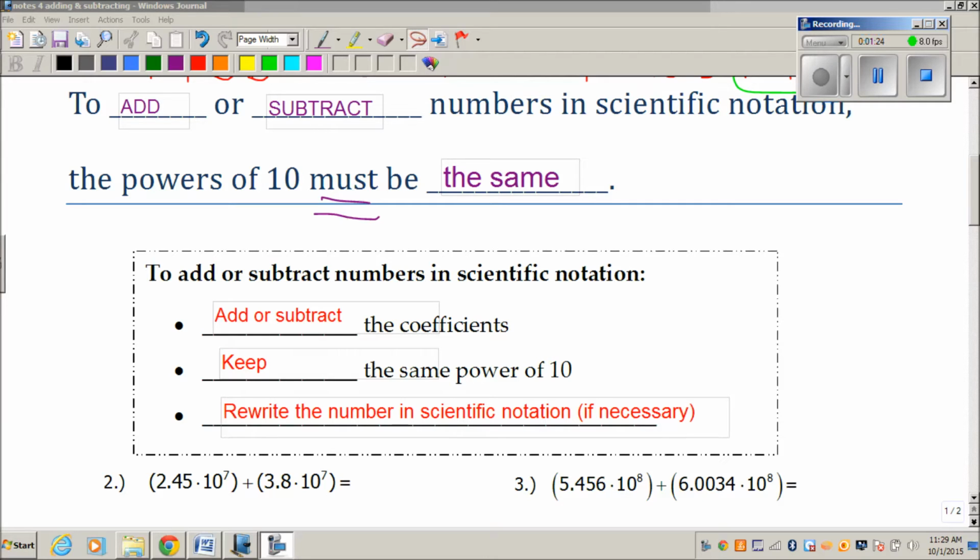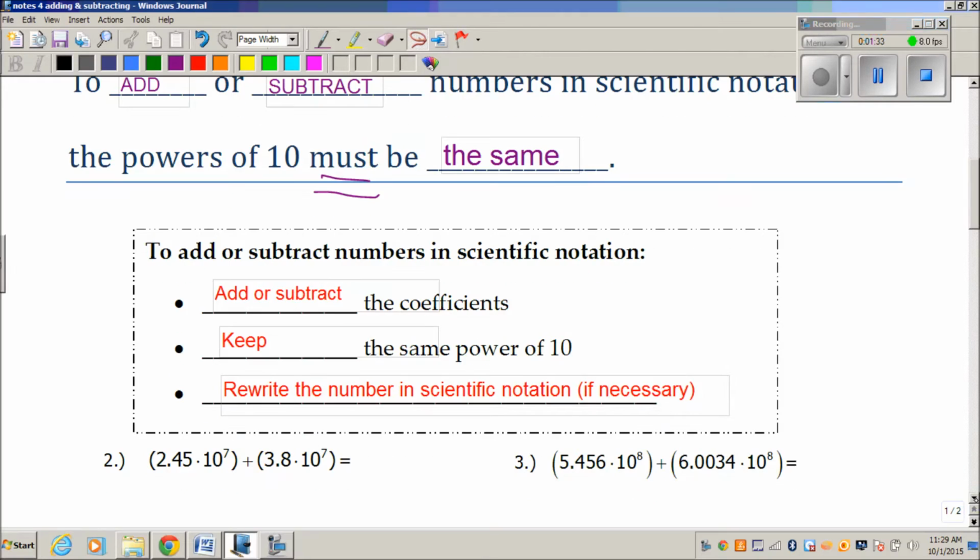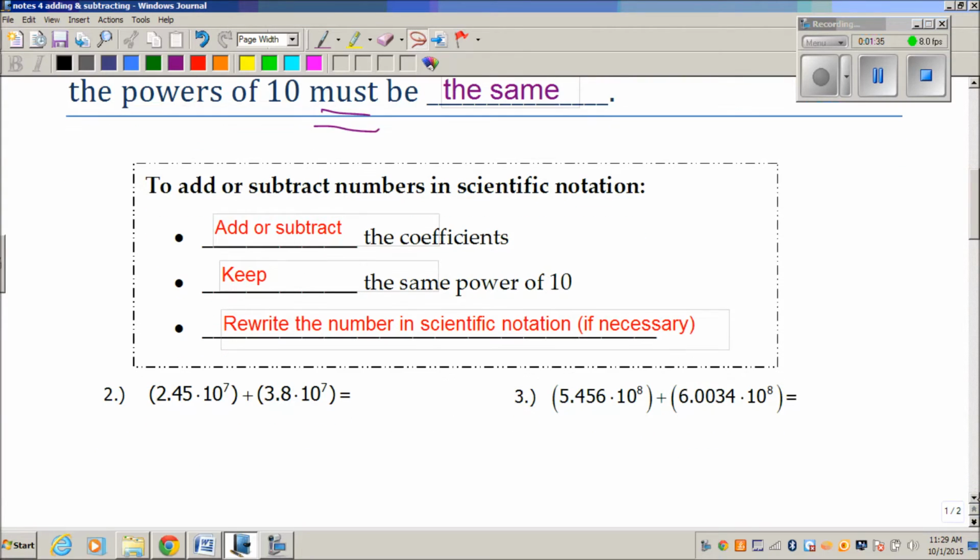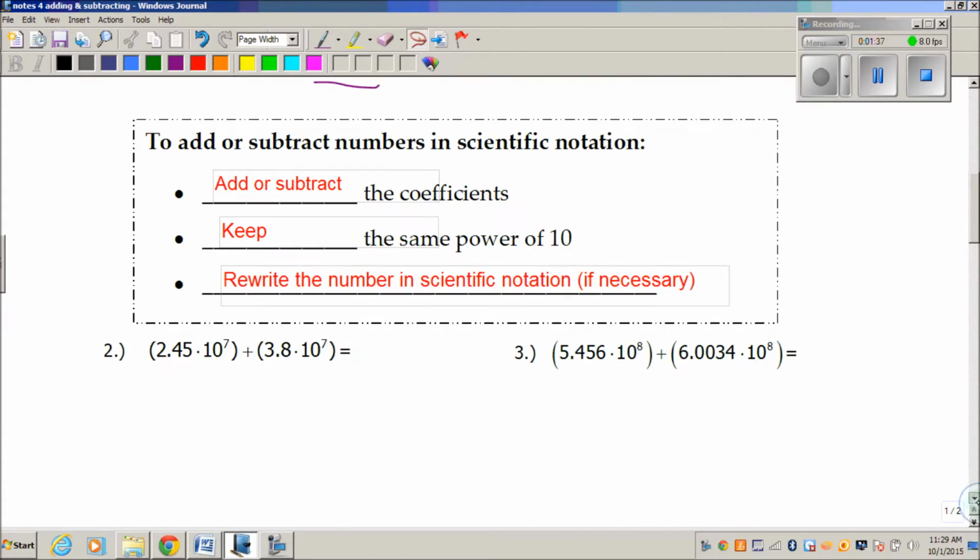Okay, so we're going to add the coefficients, keep the same power of 10, and then if necessary, rewrite the number. Let's try example number 2. I have 2.45 times 10 to the 7th plus 3.8 times 10 to the 7th.